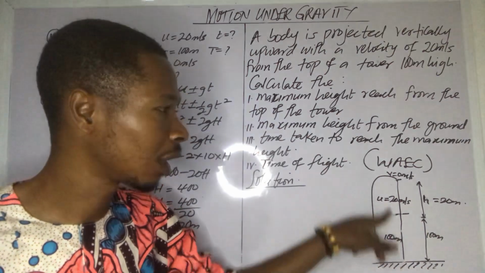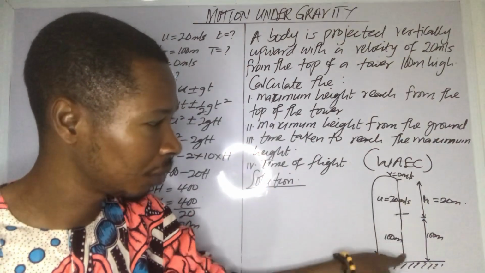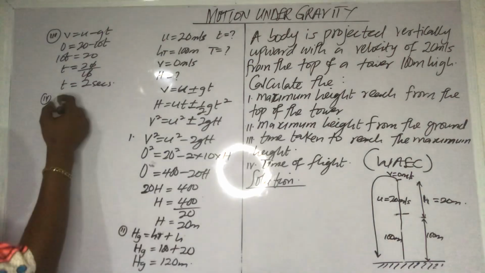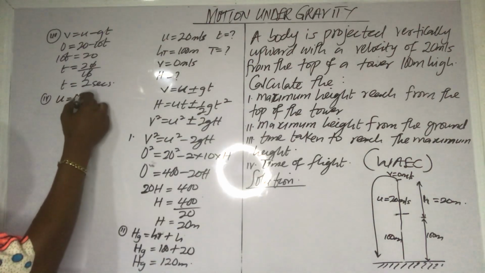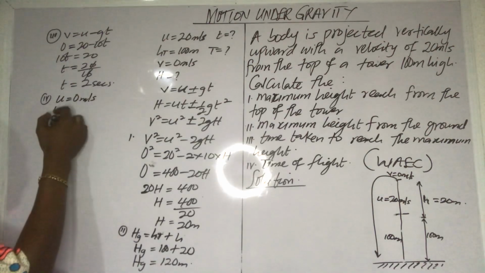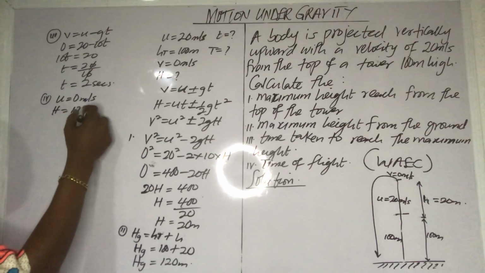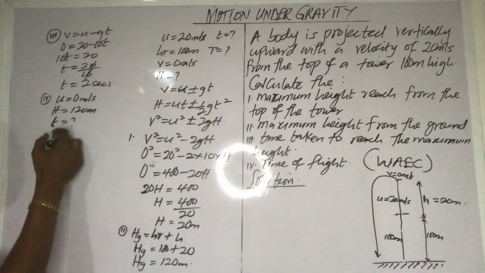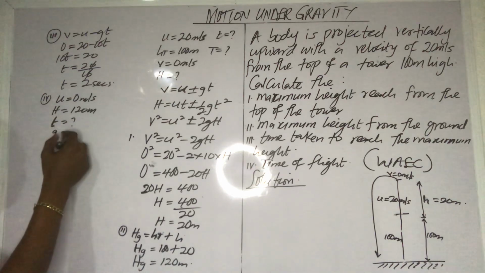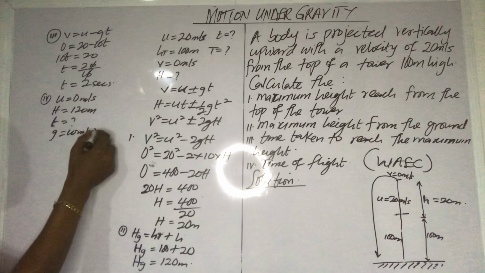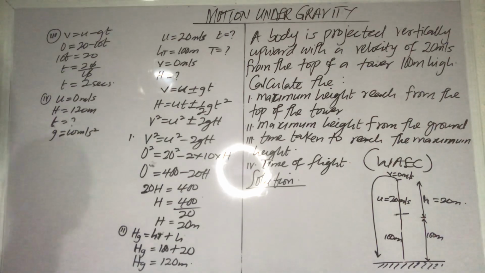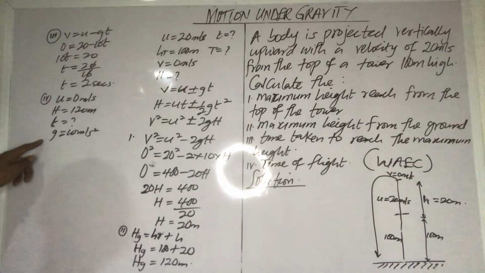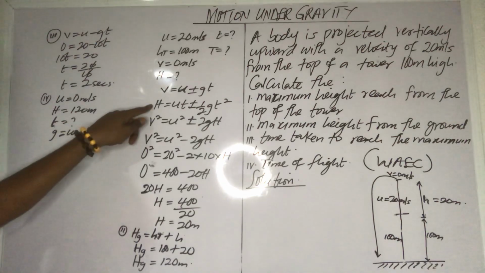Then we have our total height from here to here, which is 120 meters. So I have initial velocity of 0 meters per second, I have height as 120 meters, and I'm looking for time. Don't forget our g is 10 meters per second squared. So how will I get my t? Which equation contains everything that I'm given and what I'm looking for? That's equation 2.